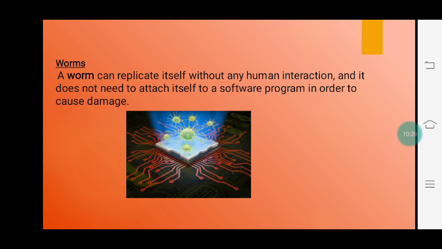Now, what is the difference between Trojan horse and worms? Trojan horses do not replicate themselves. And in worms, what will happen? Whatever program is there gets replicated. It gets duplicated and it takes the space of your hard disk.